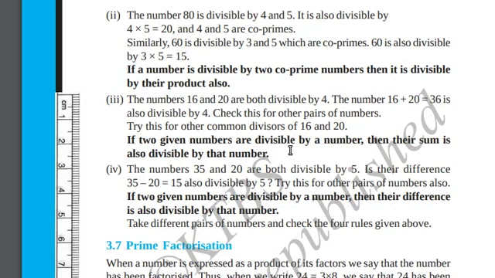If two numbers are divisible by a number, then their sum is also divisible by that number. The numbers 16 and 20 are both divisible by 4. The number 16 plus 20, which is equal to 36, is also divisible by 4. If two numbers are both divisible by a number, then their sum is also divisible by that number.